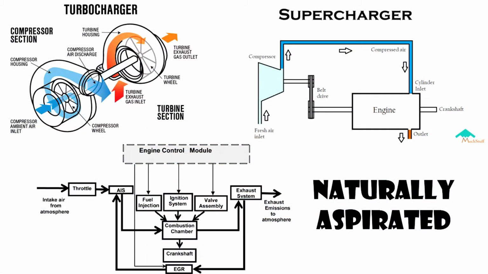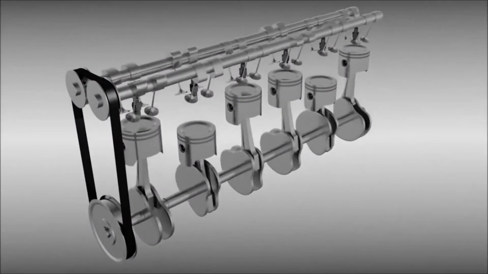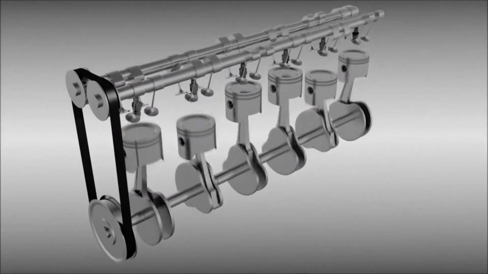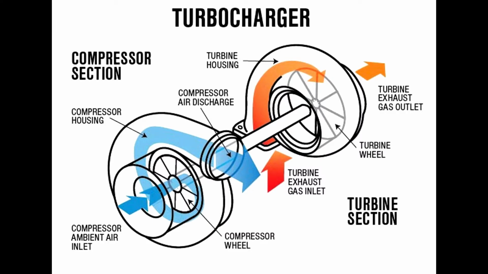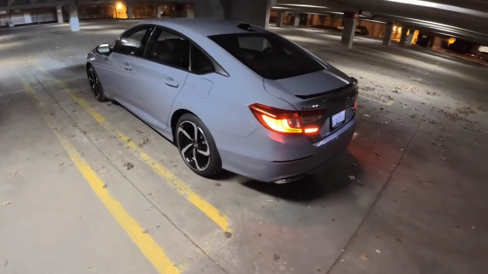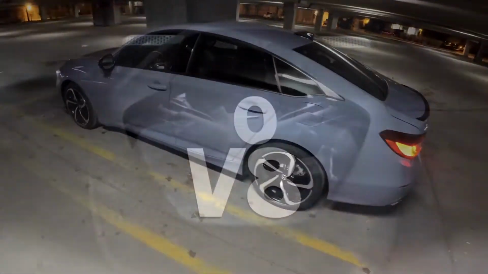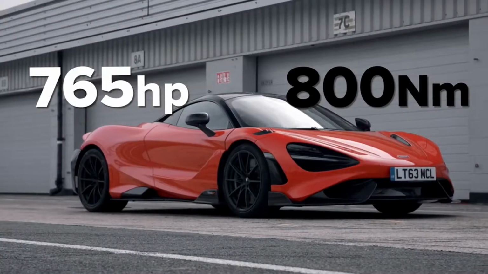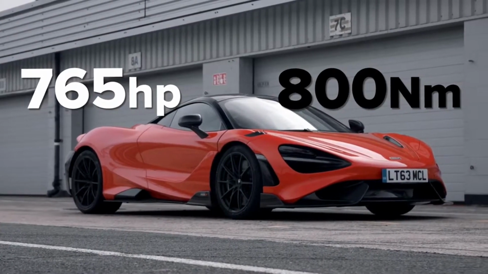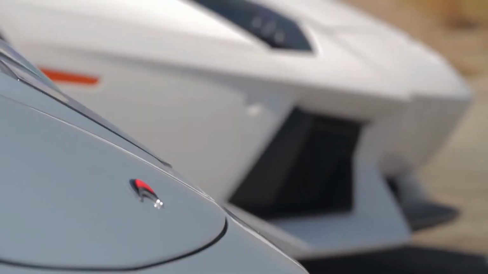Turbocharged versus supercharged versus naturally aspirated engines. You also may have heard these names before, but may not know what they are. Turbocharged. Turbocharged cars have turbos. For example, the Honda Accord has a 1.5-liter single-turbo V4 engine. The McLaren 765 LT has a 4-liter twin-turbo V8 engine. Twin-turbo meaning two turbos strapped on the back.